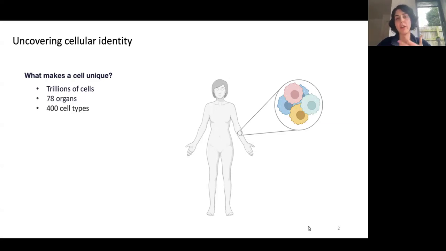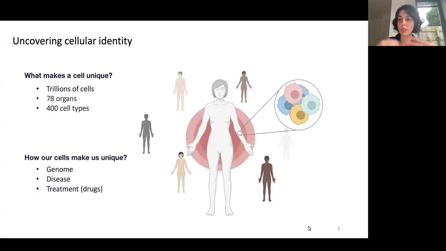Our body has been generated from trillions of cells, and these cells are coming from different organs and have different cell types. So far, we have been annotating these cells into 400 different cell types, but this might even increase in the future. These cells are different, and we want to know what are really the differences between these cells and how these cells make different tissues and organs.